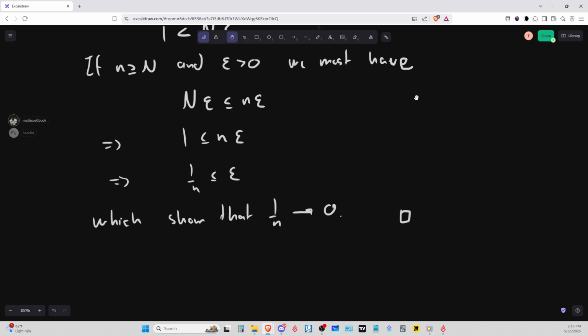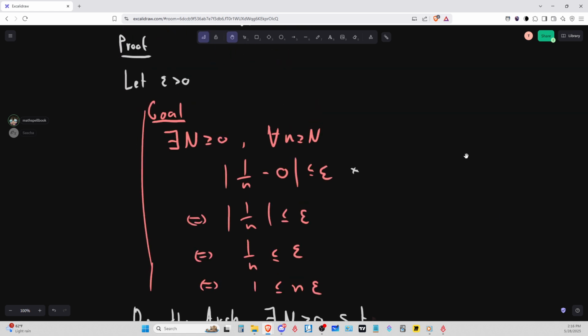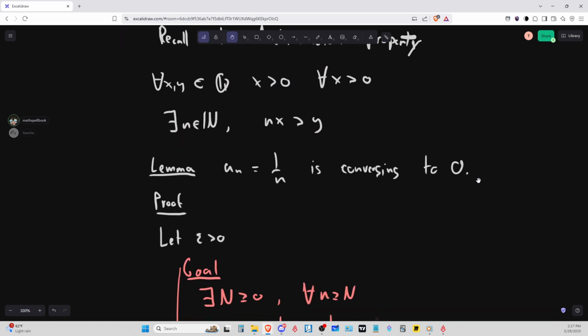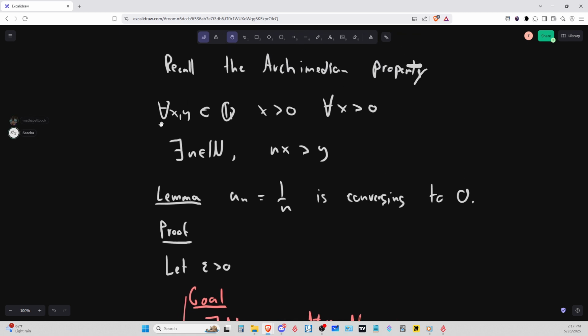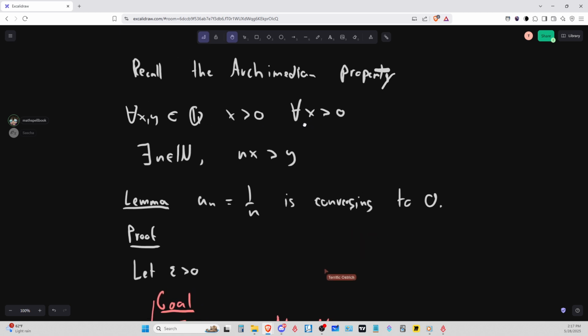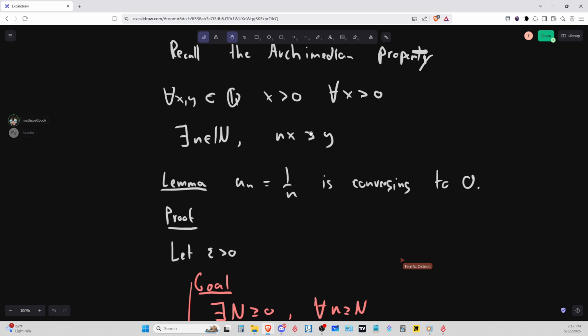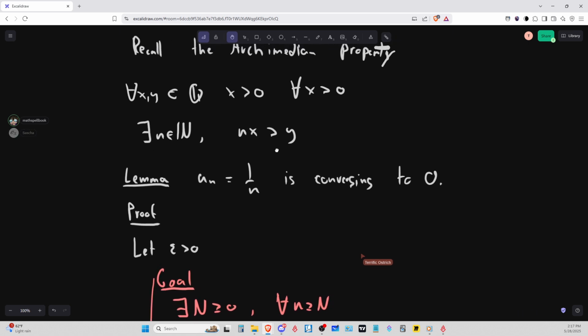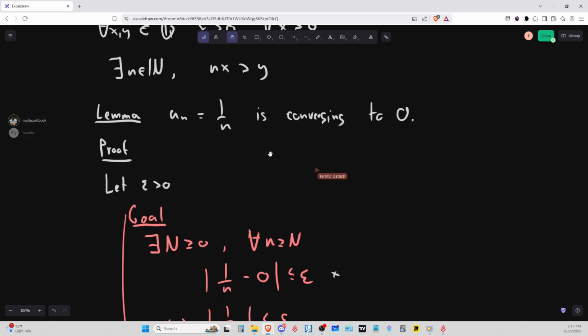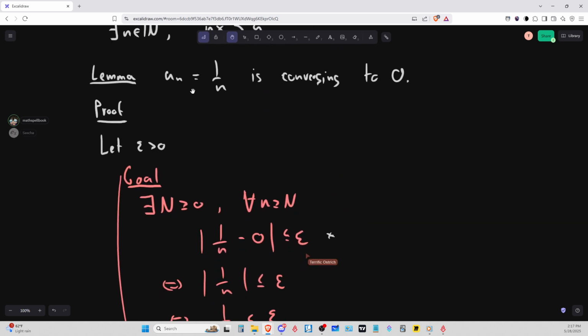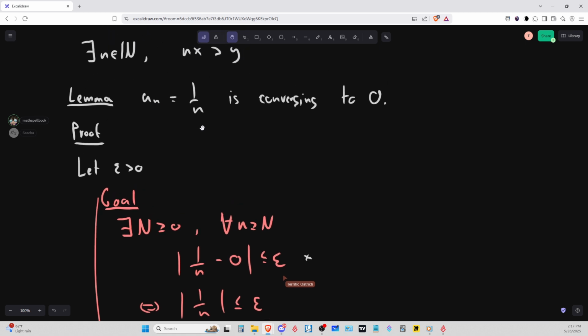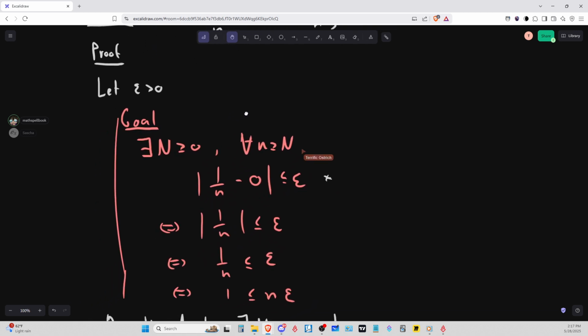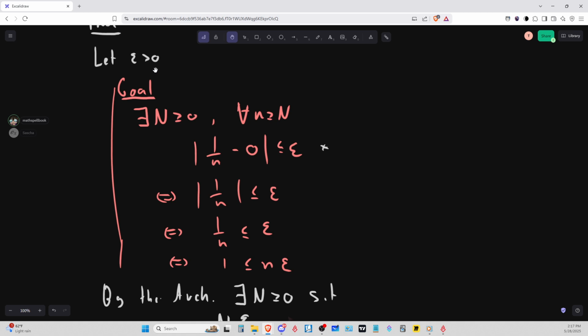Okay, recapping, we use the definition of the Archimedean property to be able to find this initial big N. Basically, for all x and y in, in this case, the rationals, with x greater than 0, there exists an n in the natural numbers such that n times x is greater than y. So we have a lemma that says a_n equal to 1 over n converges to 0. The proof behind that is: let epsilon be greater than 0.